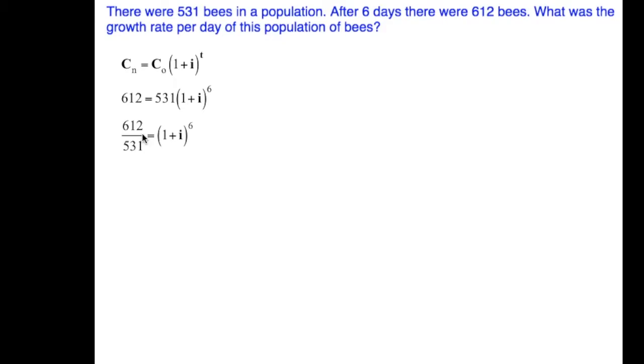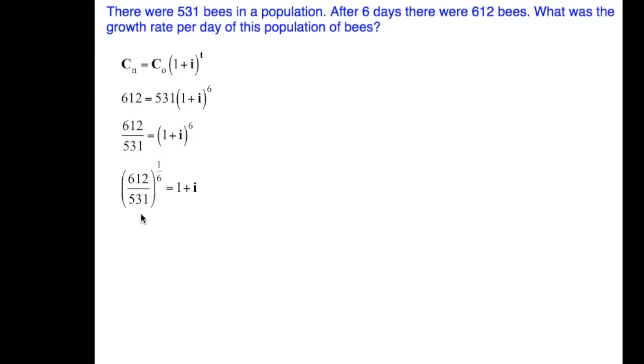But it's an exponent. We're going to do the same to this side. We're going to end up with this side raised to the power of 1/6. And when the 1/6 multiplies this 6, it becomes just 1. So we have 1 plus I all to the power of 1, which is just 1 plus I. But the trick is when you want to get rid of an exponent, you're multiplying it by its reciprocal. Because the number times its reciprocal is 1. The reciprocal of 6 is 1/6. We end up with 612 divided by 531 to the power of 1/6.